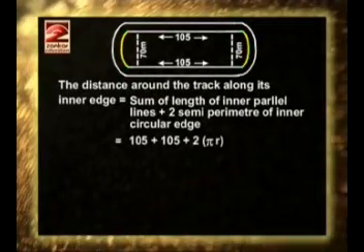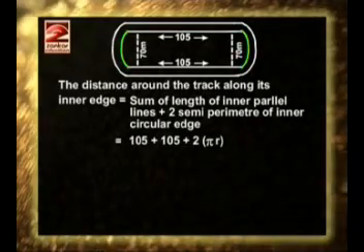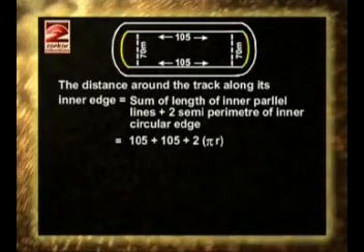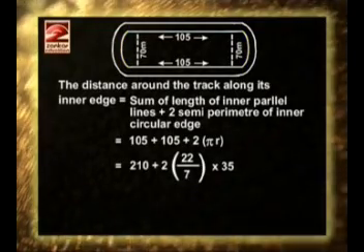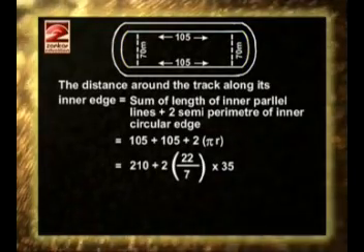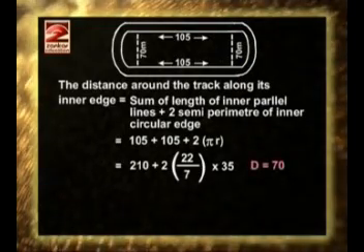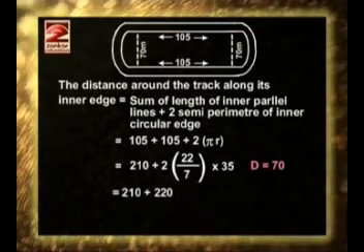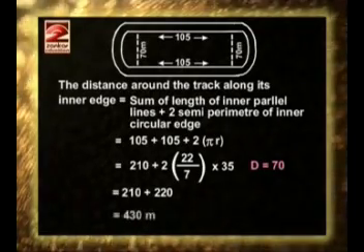That is equal to 105 plus 105 plus 2 into bracket pi r. That is equal to 210 plus 2 into bracket 22 upon 7 into 35. As the diameter is 70, that is equal to 210 plus 220, that is equal to 430 meter.